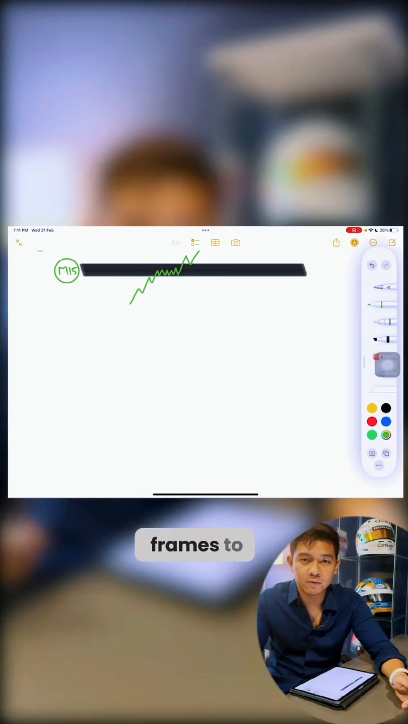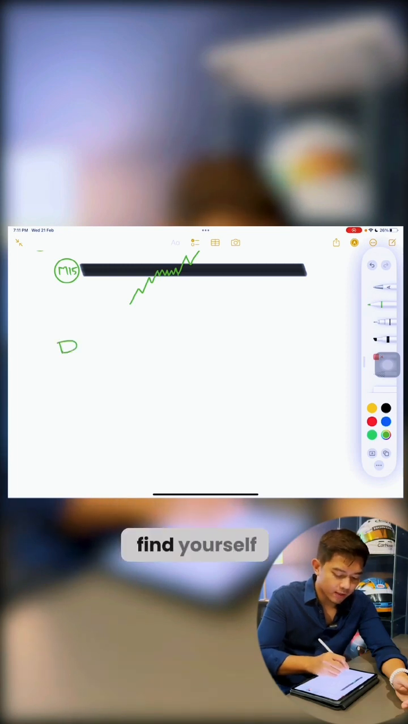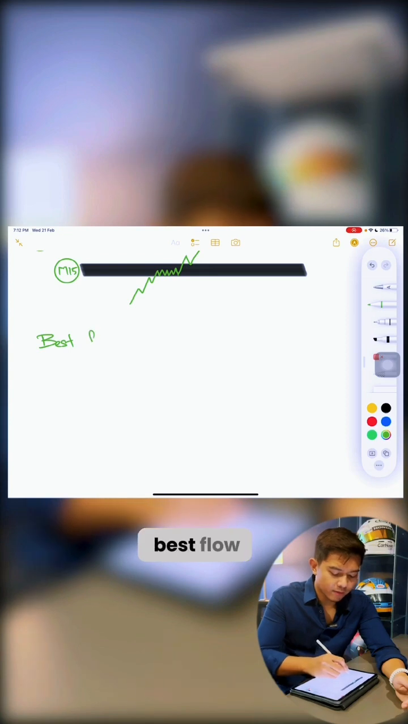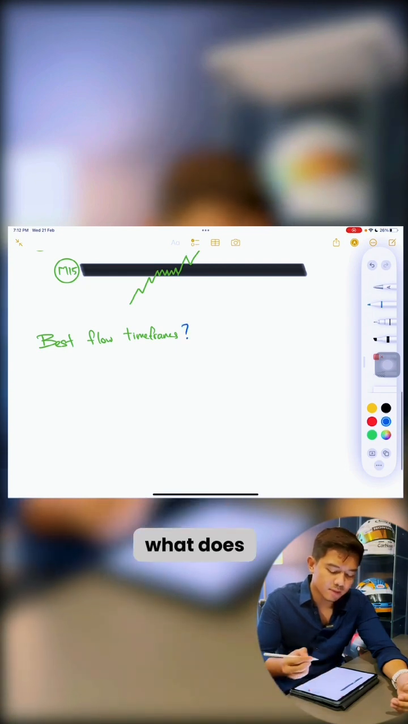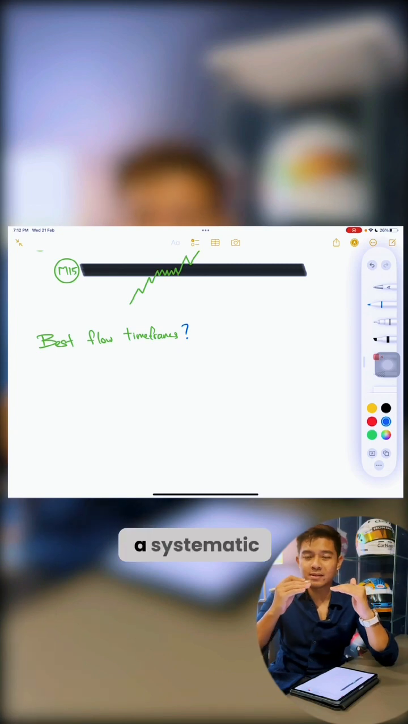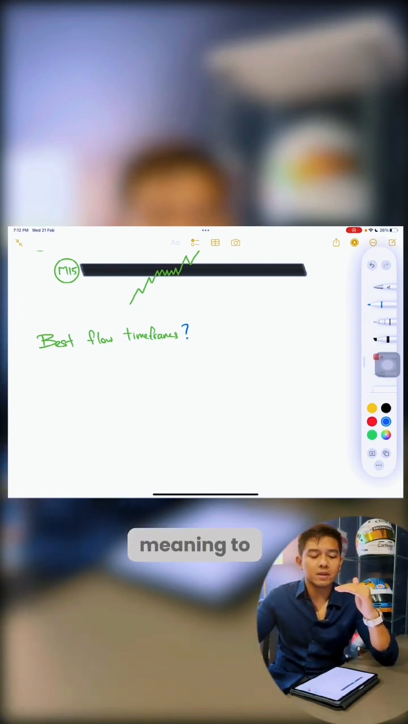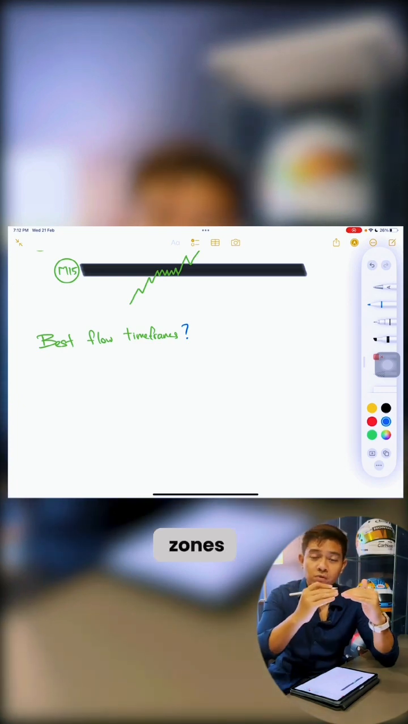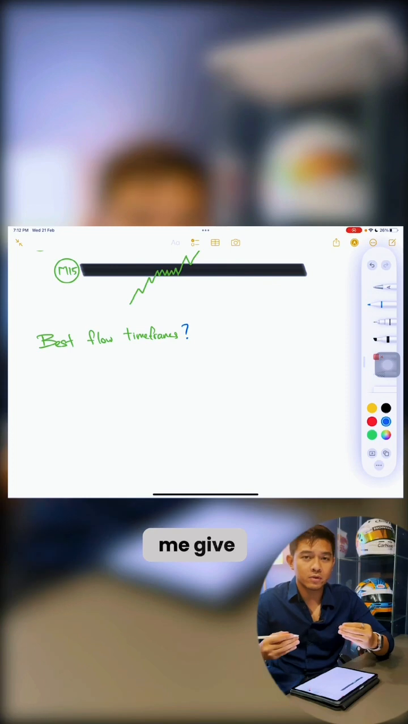The best time frames to use. Okay, so first, what is the best flow for time frames? What does it mean by flow? Meaning by flow is you need to have a systematic flow before you go down to your lower time frame. Meaning to say you need to find your zones from your higher time frames to your medium time frames, then to your lower time frames. So let me give you an example.